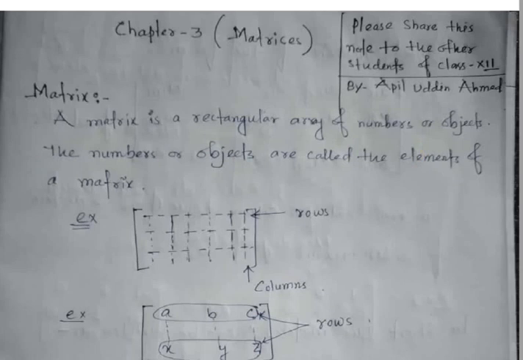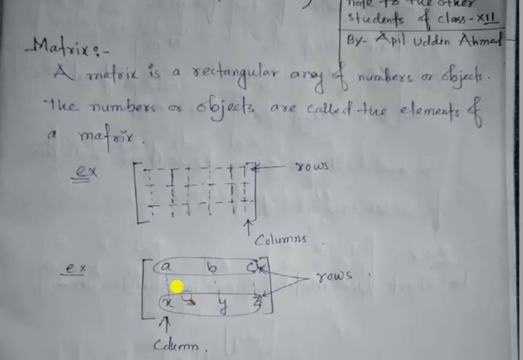Okay, so here we consider one rectangular arrangement. Here A, B, C, X, Y, Z are the elements of this matrix. A, B, C and X, Y, Z are on the horizontal line, and these elements are called row elements. A, B, C is a row of this matrix, and this is another row. A, X, B, Y, C, Z are the columns of this matrix. So here there are 2 rows and 3 columns.